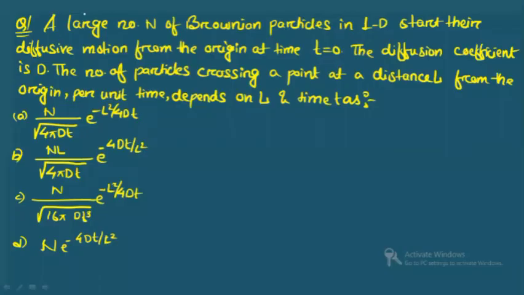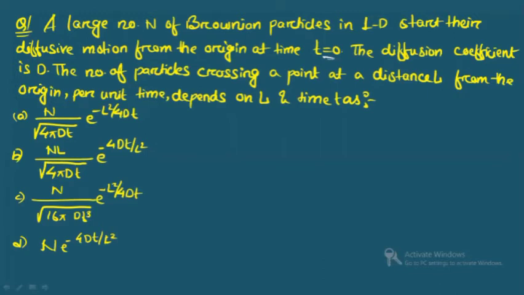So the first question is: a large number n of Brownian particles in 1 dimension start their diffusive motion from the origin at time t equals 0. The diffusion coefficient is D. The number of particles crossing a point at a distance L from the origin per unit time depends on L and time t as what?